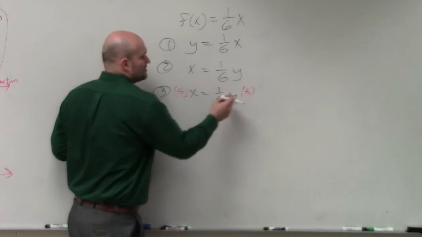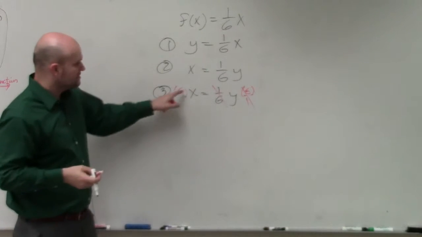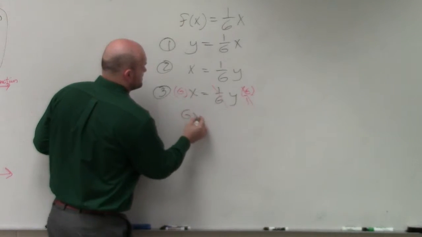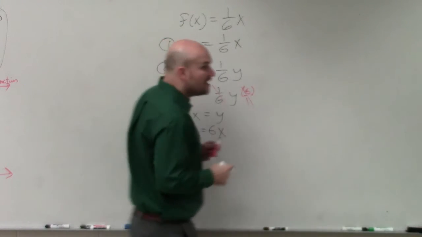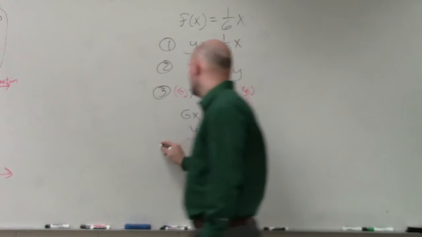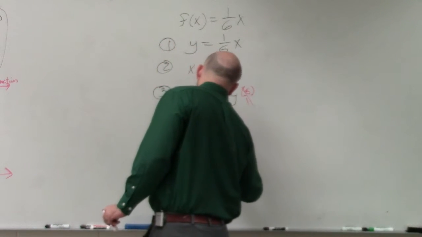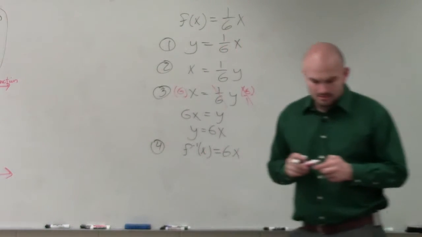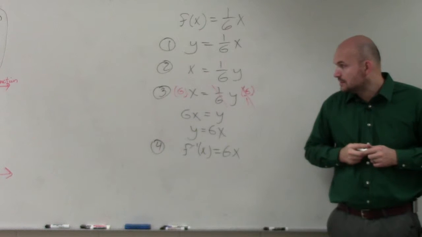So therefore, you could think of this as 6 over 1. That goes to 1 now. 6. So therefore, you have 6x equals y. Let's rewrite that as y equals 6x. And then step number 4 would be to rewrite this as f inverse of x equals 6x. Does anybody have any questions with that? Solve for y.